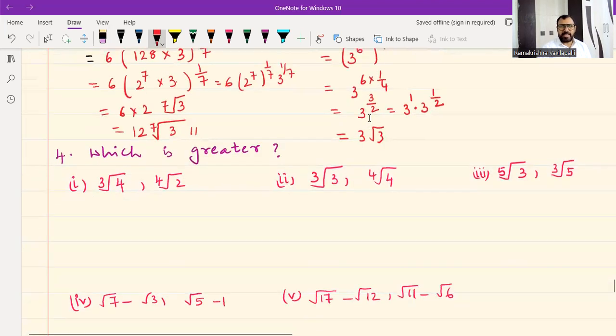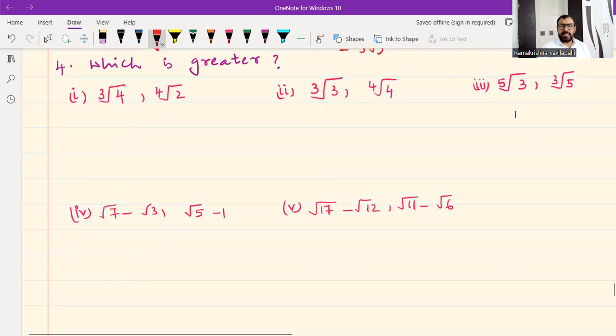Now, another category is: which of the given two numbers is greater? See here, the cube root of 4 is given, the fourth root of 2 is given, asking which one is greater.